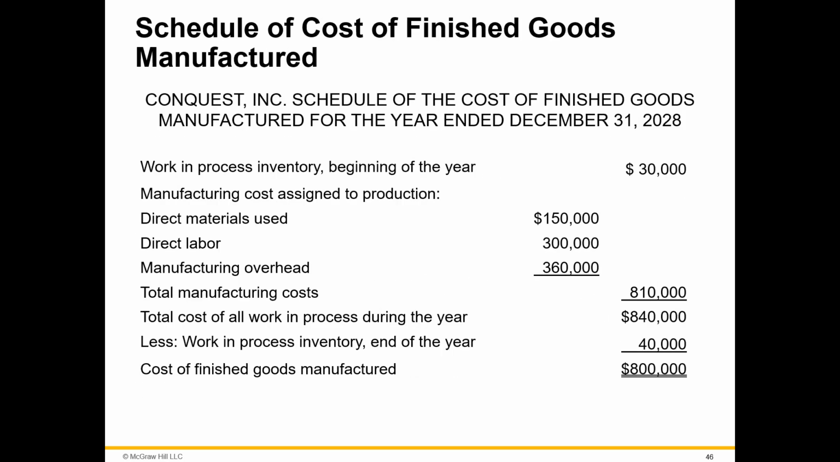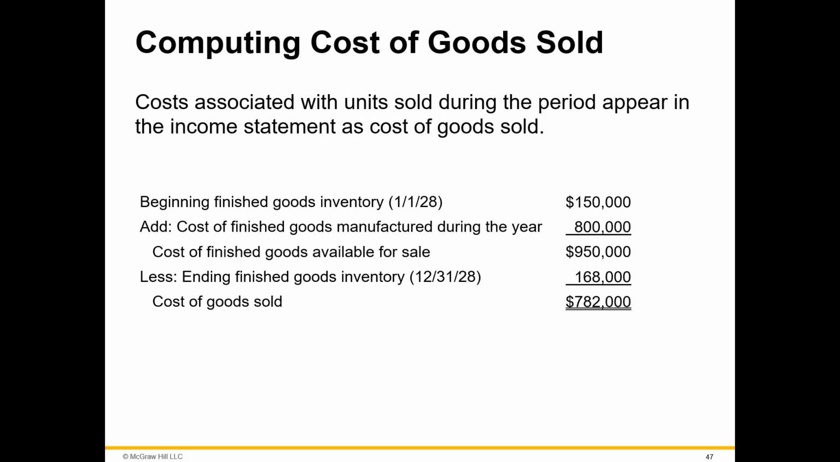So we look at these and we see, okay, we started with work in process of $30,000. We incurred these particular costs, so our total manufacturing cost was $810,000. So the total cost, the beginning plus what we incurred, was $840,000, but by the end of the year we only had 40, so the cost of finished goods manufactured was $800,000. Now, once we have the cost of finished goods manufactured, we can go and see how much went to cost of goods sold.